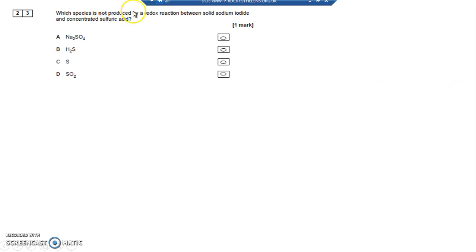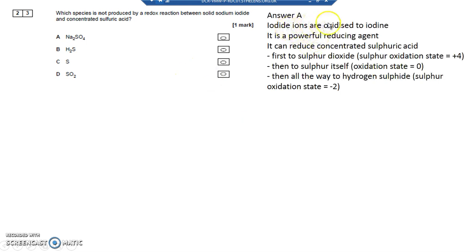Which species is not produced by a redox reaction between solid sodium iodide with concentrated sulfuric acid? So this is a little bit of learning really. Iodide ions are oxidized to iodine, so iodide is -1, oxidation state of iodine is 0, so it's oxidized. So as the iodide ions are oxidized, it's a reducing agent, and it can reduce sulfuric acid.